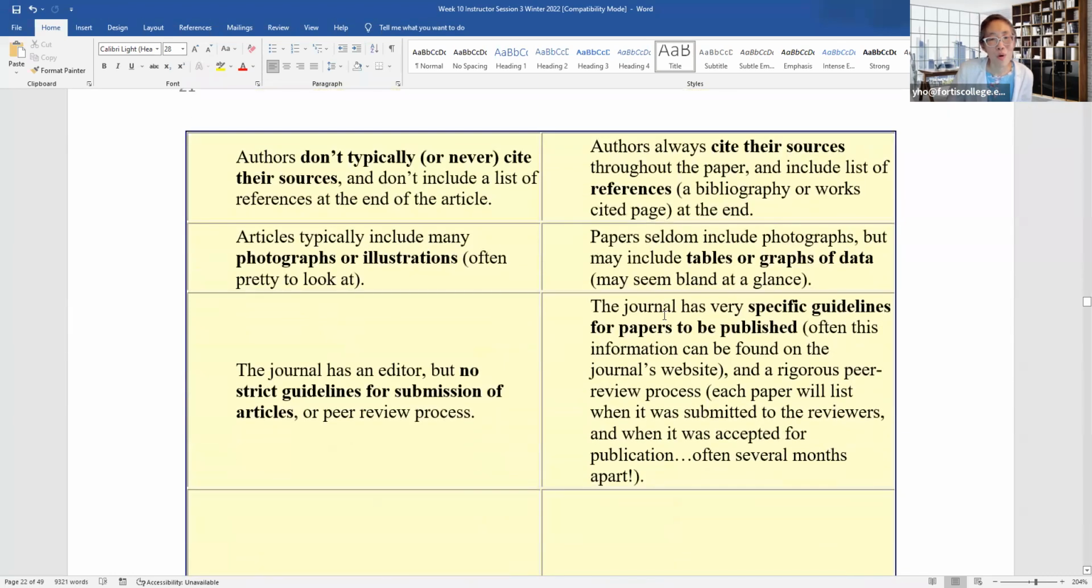And then here you have more. Here you have, in Wikipedia, popular sources, they don't cite their sources. They don't have in-text citations. Whereas in a peer-reviewed source, people cite their sources and you have references. And here you have a lot of photographs and illustrations. And here in a scholarly source, you have tables and graphs, and you have numbers. So when you write a paper, you would want a lot of numbers, but if you use numbers, you have to cite the source.